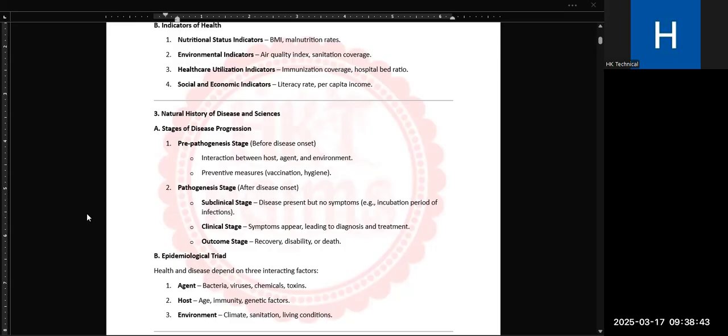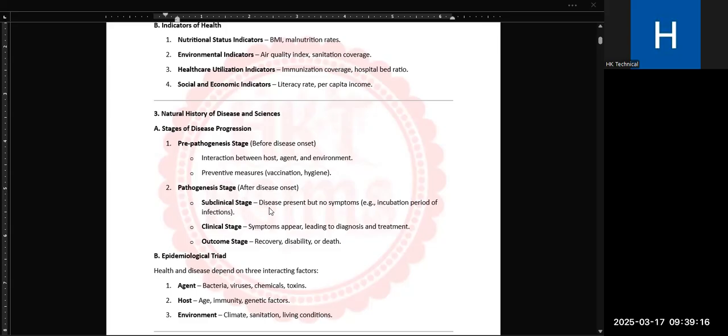So there are a few terminologies I'll tell you, for example agent, host, and environment, that we'll discuss. Before that, pathogenesis is the development of disease, as I told you. We have the host, right? And the agent that causes the disease, such as virus, bacteria, and fungus. Pathogenicity is one term that means the ability of a pathogen to cause disease, right?